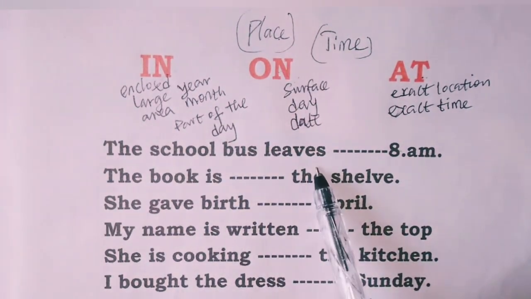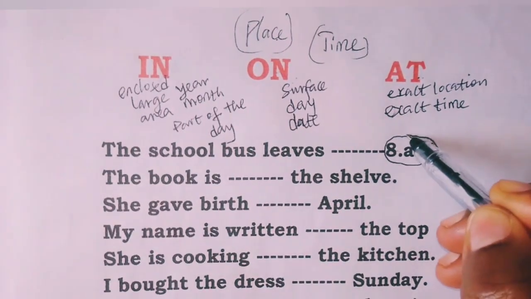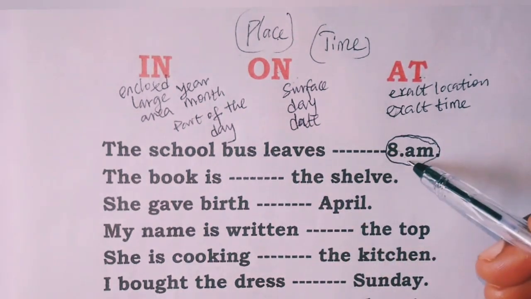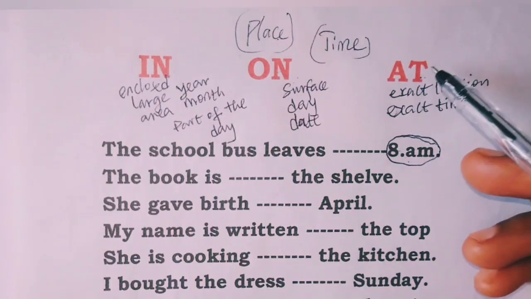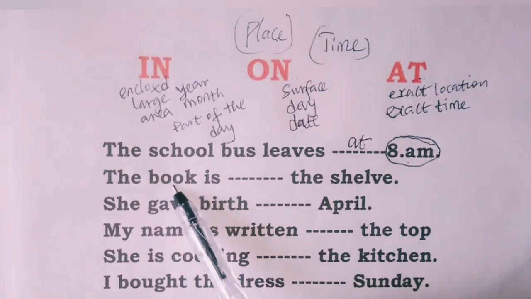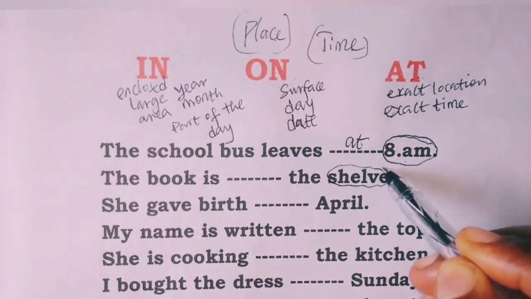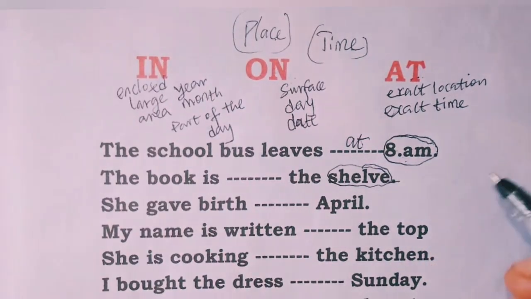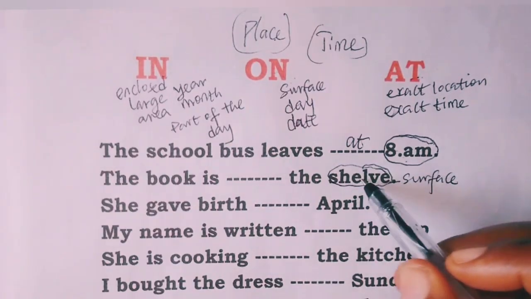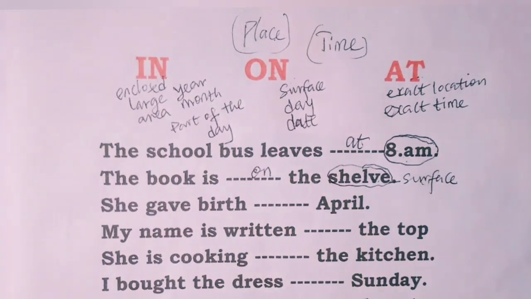The school bus leaves blank 8 a.m. 8 a.m. here is our keyword, and it tells us exact time the school bus leaves. So for that reason, we will use at 8 a.m. The book is blank the shelf. Shelf here is our keyword, and it tells us about a surface. Okay, shelf has a surface, so for that we use on the shelf.